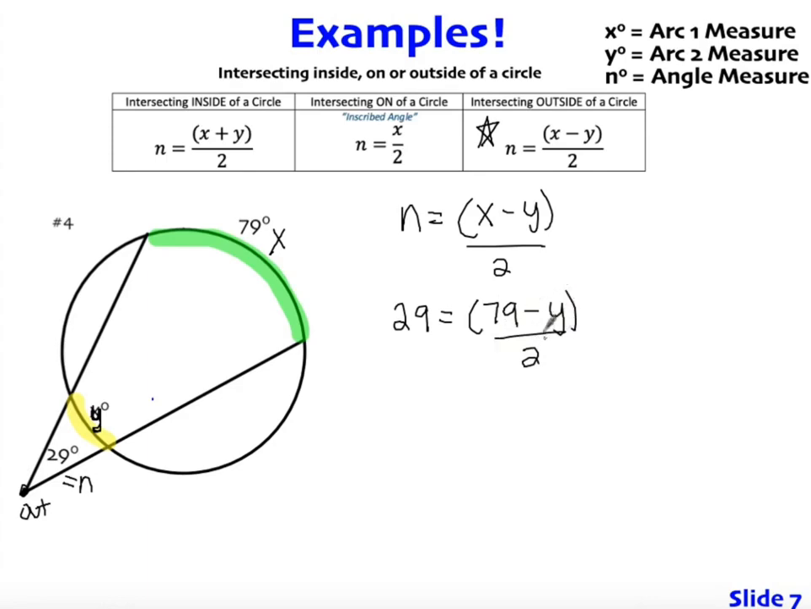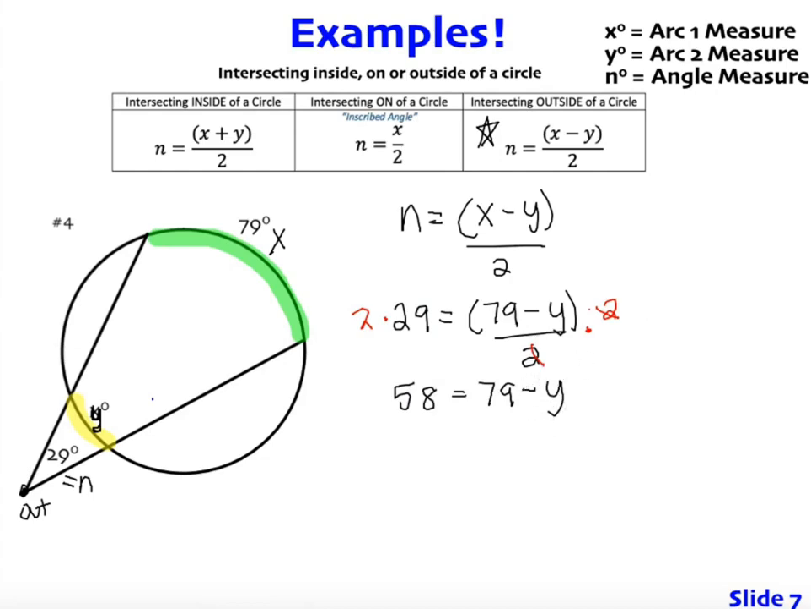So we need to solve for y, and there's a whole bunch of stuff attached to it, but it's okay. We can get rid of it. First thing we want to do is get rid of this pesky 2. And the way that we get rid of that is multiplying both sides by 2. When you do that, it crosses off this piece and that piece. And that's going to leave us with 29 times 2, which is 58. And that's equal to 79 minus y.